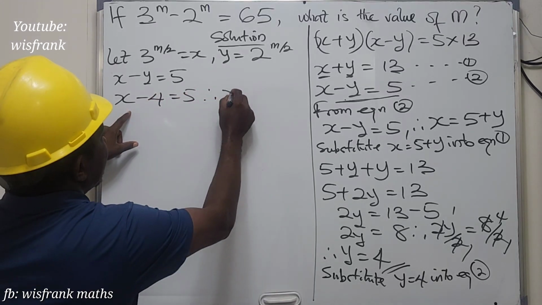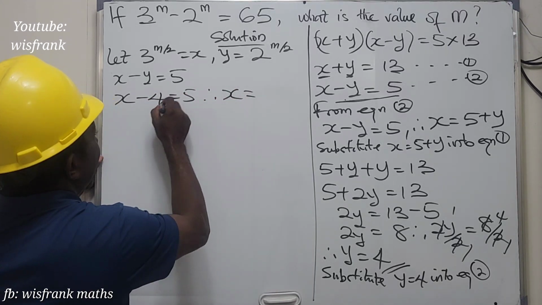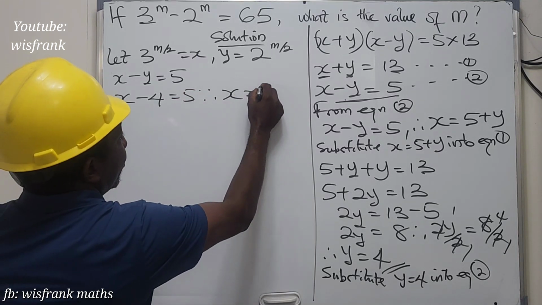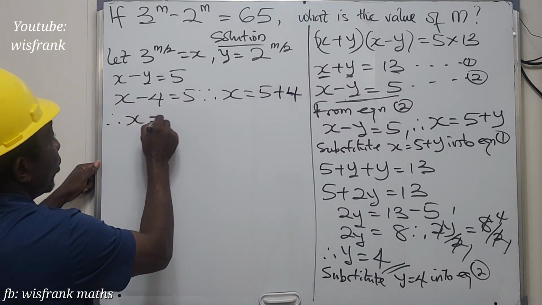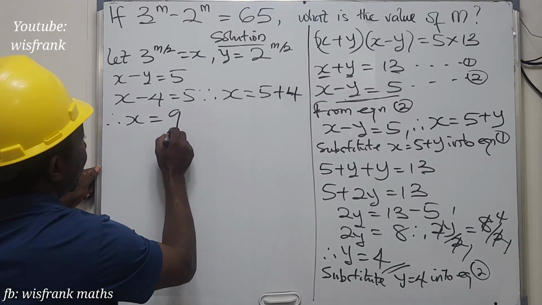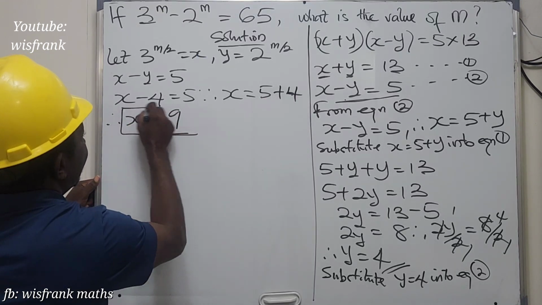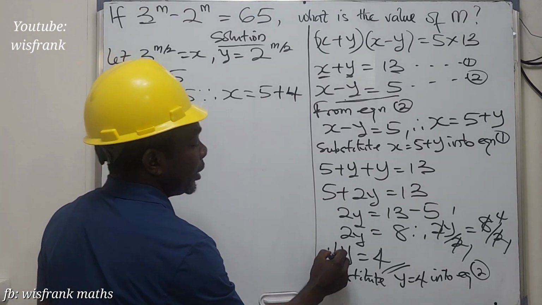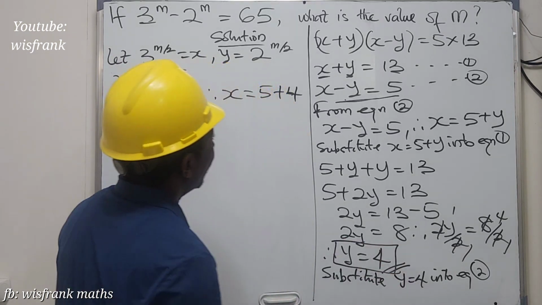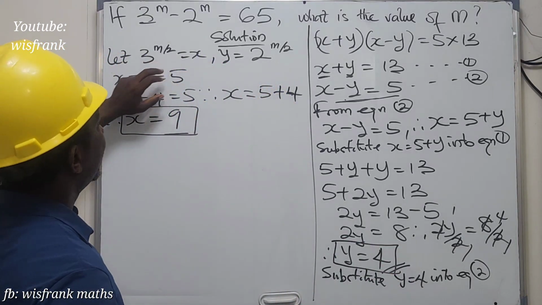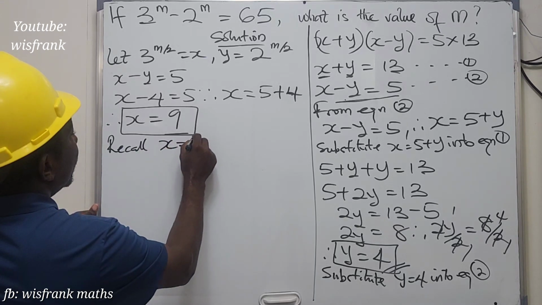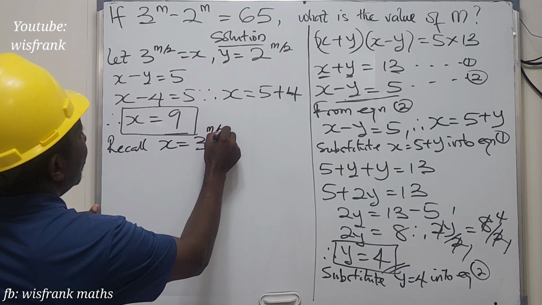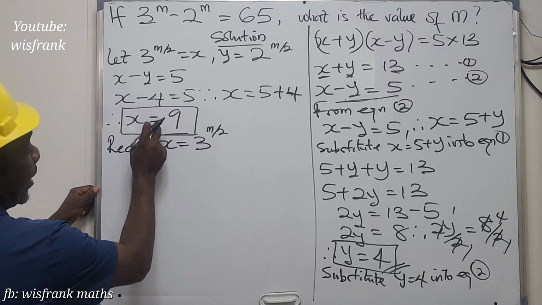Therefore, our x here will be equal to, when 4 is transposed to the other side, 5 plus 4. So x will be equal to 9. 5 plus 4 equals 9. So this is the value of x that we have, and also this is the value of y that we have. We recall that we said x equals 3 to the power of m all over 2. Therefore, our x here equals 9.